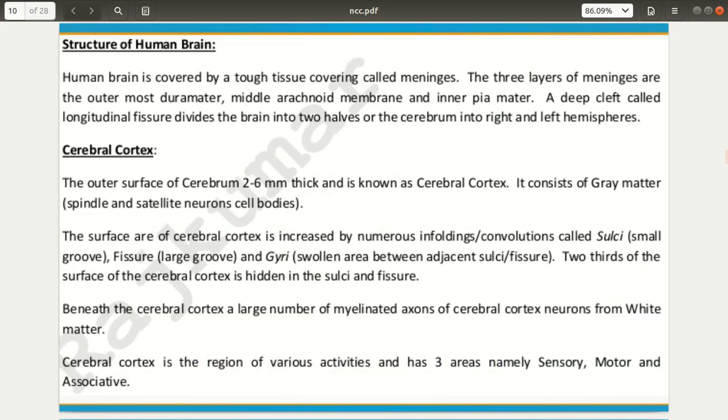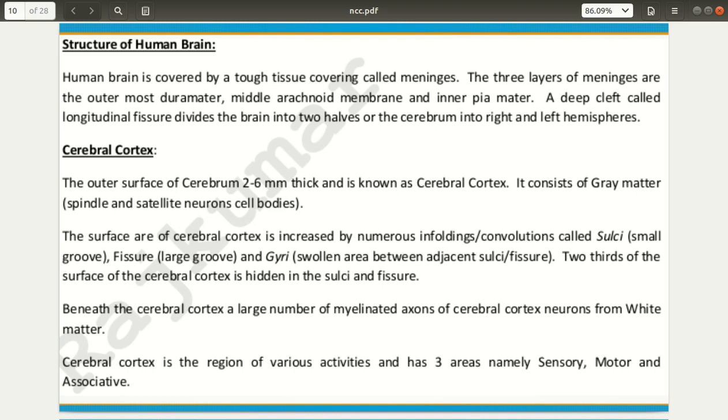Now the structure of the human brain, if you take into consideration the sagittal section of the brain. Many times they have asked the sagittal section of the brain for a 5-mark diagram-oriented question. Anyway, let us understand the structure of the human brain. The human brain is covered by a tough tissue covering called meninges. It has 3 layers, which I generally call DAPA: the outermost dura mater, middle arachnoid mater and inner pia mater.